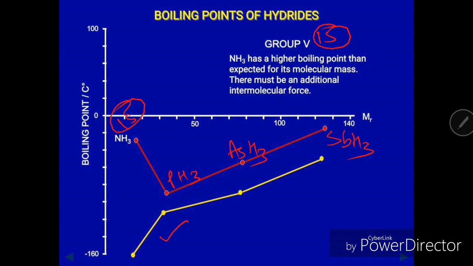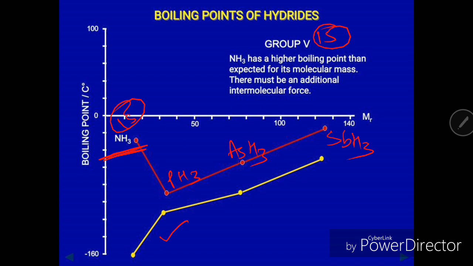NH3 is the first member, it should have the least boiling point. Why is it having a higher boiling point in comparison to PH3? The reason is that in NH3 hydrogen bonding is found. In NH3, hydrogen is bonded with nitrogen, which is highly electronegative and small in size. So NH3 molecules have hydrogen bond association between them, which is a stronger kind of intermolecular force, and therefore the boiling point of NH3 is exceptionally higher than PH3.